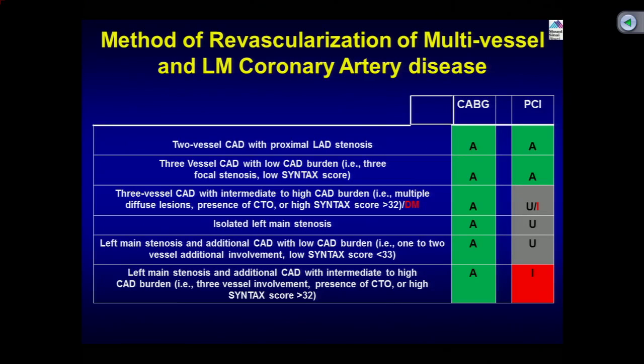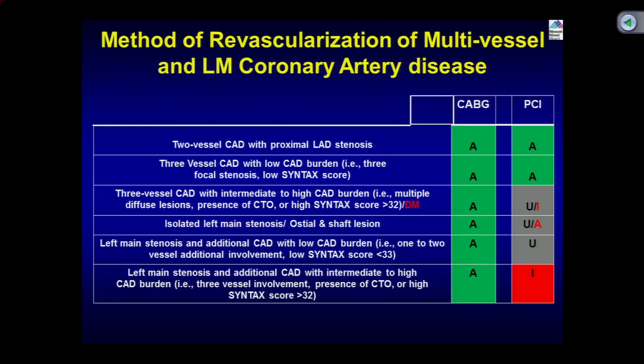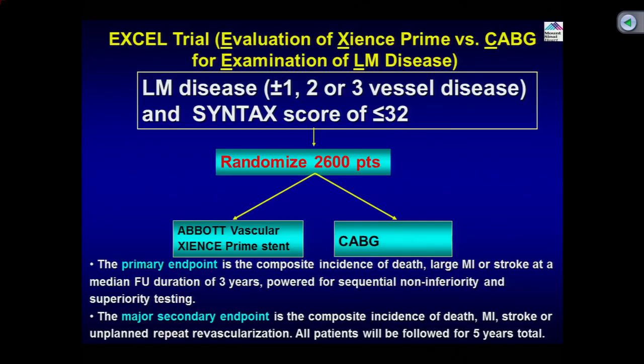Now this leads to our guidelines for left main revascularization. We know that for patients with isolated left main stenosis, and this is clearly from the DELTA registry showing outcomes in matched populations identical at 3 to 5 years, in the first generation of DES, it really leads, in my opinion, to the conclusion that for isolated ostial lesions or mid-shaft lesions with a low SYNTAX score, it should be appropriate to do PCI. It should no longer be IIb, and of course definitely not III, which is what our guidelines say.